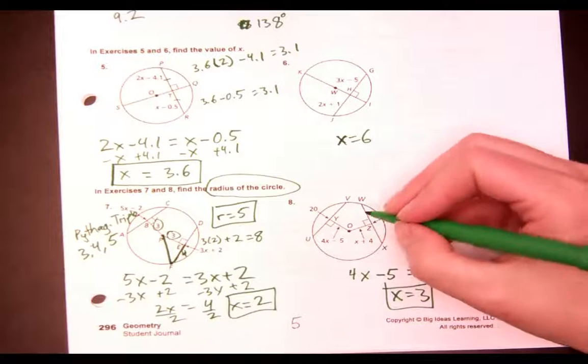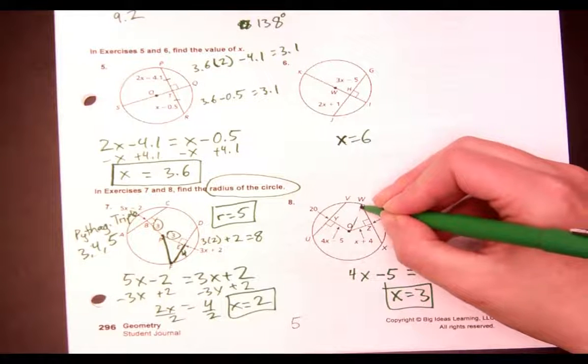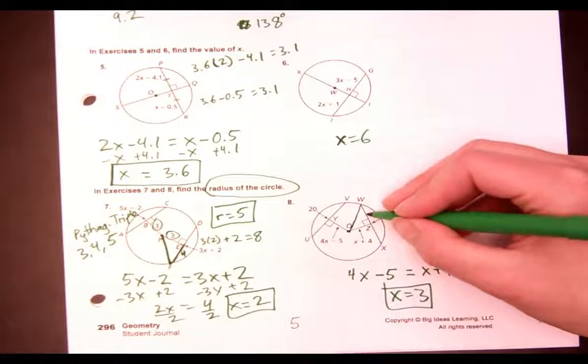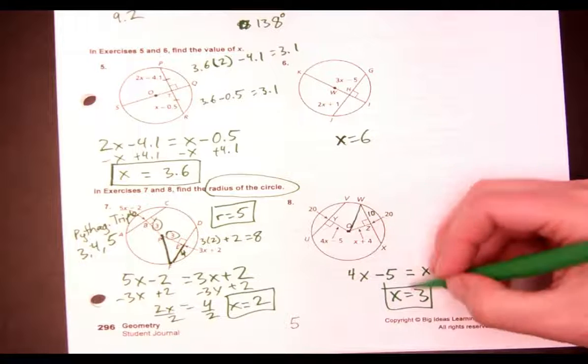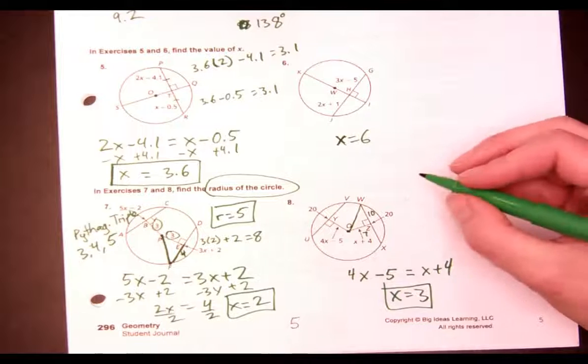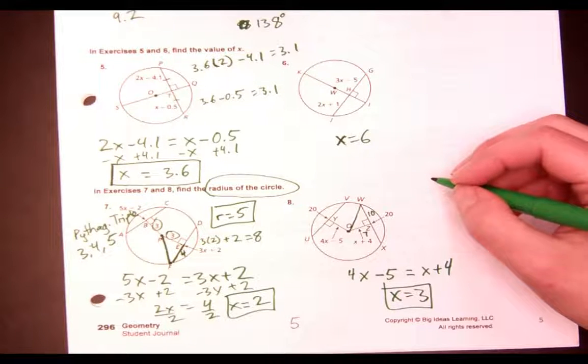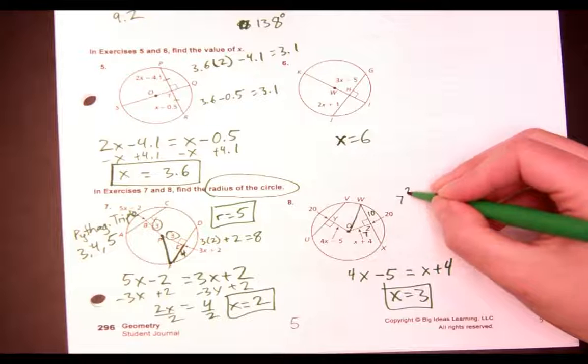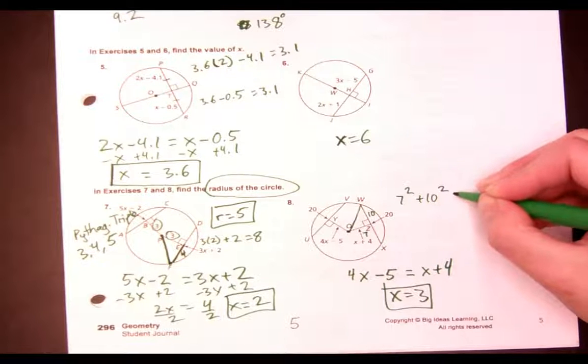So then let's do the same thing here. If the whole thing's 20, what's this part? 10. When I plug in 3, what's this part? 7. Is that a triple? No, sadly no. So we just have to set it up.